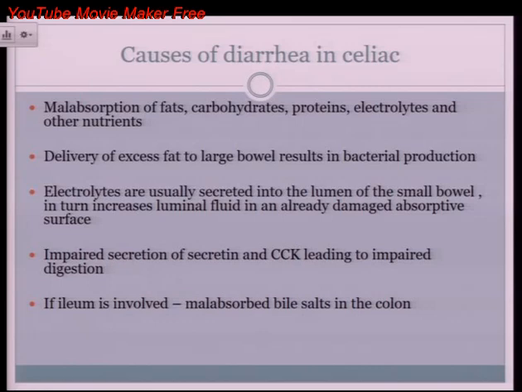And again, if the ileum is involved, they can have malabsorption of bile salts, and then bile salts go into the colon, stimulate water secretion, causing diarrhea. So these are all the different causes of diarrhea in patients with celiac.